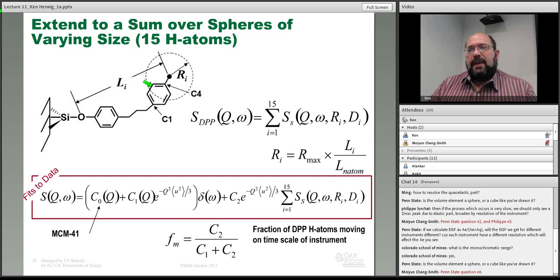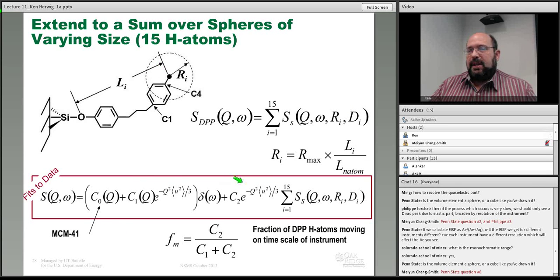You can see that we've got hydrogen atoms that are attached at a lot of distances for an extended molecule. And it should be somewhat intuitive to you that hydrogen atoms that are close to the attachment point are unable to explore a sphere as large as the ones farthest away from the attachment point. So we're going to put in a diffusion model for each one of these hydrogen atoms that has its own maximum radius that's determined by how far that atom is from the tether point. And we're going to give it a diffusion coefficient which depends on that radius. And that's kind of the model that we're going to use.